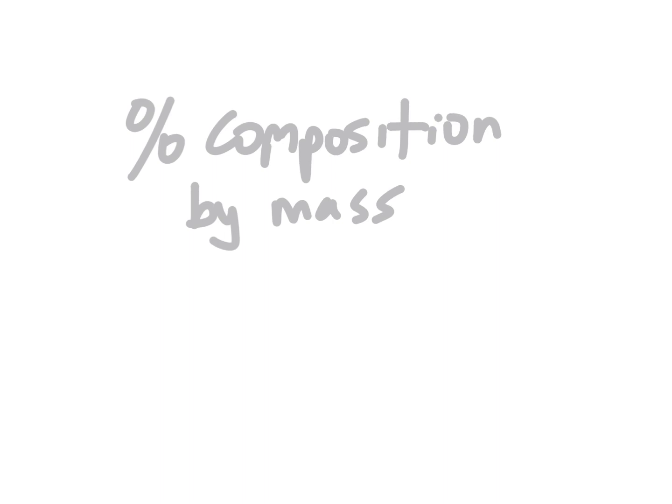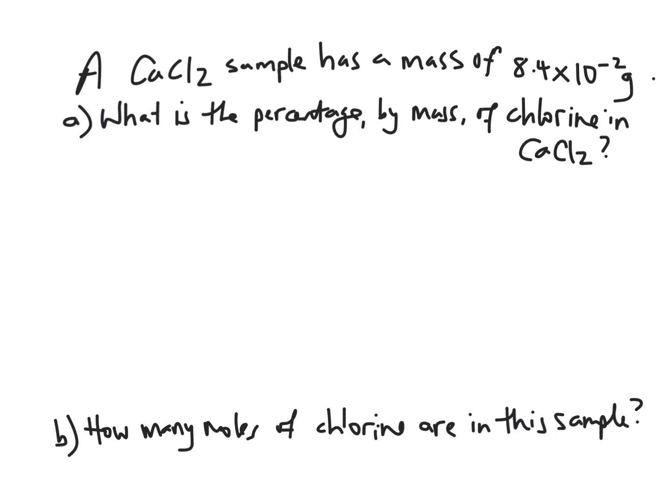Alrighty, I'll be taking up a question and going through the solution for a question on percent composition by mass. It's a two-part question. It says a calcium chloride sample has a mass of 8.4 times 10 to the minus 2 grams. Part A says, what is the percentage by mass of chlorine in calcium chloride? Part B says, how many moles of chlorine are in this sample?